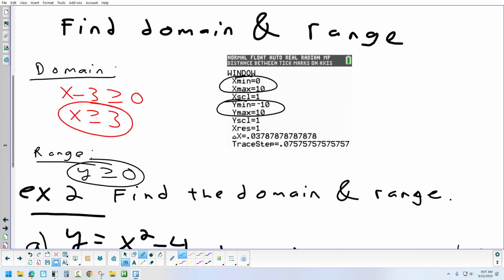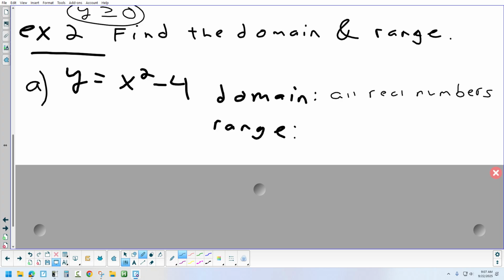And what letter do we use when we write the range? Y. Yep. Okay. So there's your domain and range. Any question on that one?